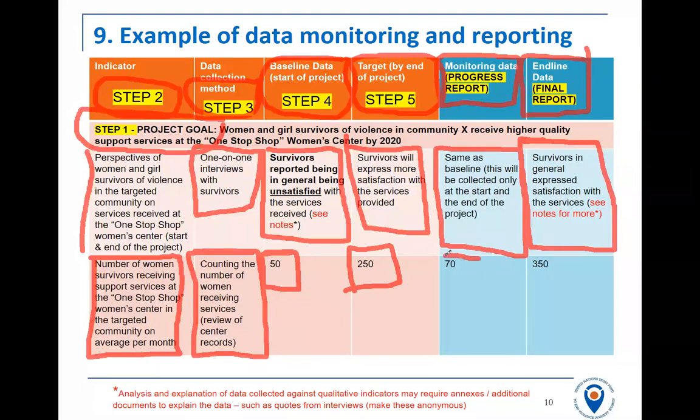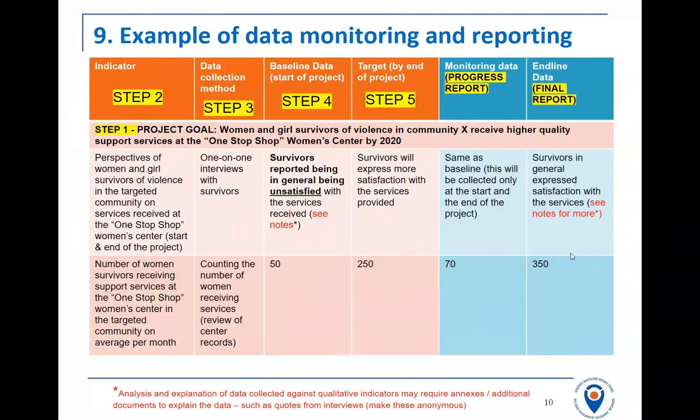In their first progress report, they found that 70 women were receiving services every month, and this increased to 350 women by the end. So they surpassed their target. Wonderful. So this is a quick example, and this is what we'll go into in more depth when we come to Module 6, about how you would actually put this into the system. But at a basic level, we're looking for you to fill out your results framework in this manner. And right now we're at step 1, 2, 3, and 4.